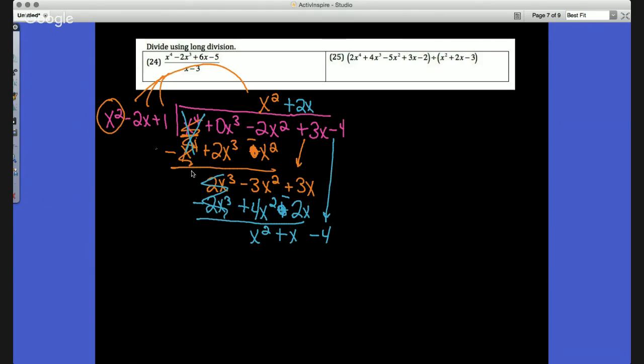Last but not least, what times x squared gets me x squared? It's plus 1. 1 times x squared, and this, again, we're just going to continue forward. This is running out of room here, but I'll put it here. So this is what we had, right? But when we distribute 1 times across, we get x squared minus 2x plus 1, okay? We change the signs, leaving us with 3x minus 5. And that right there would be our remainder, okay? So our answer should be x squared plus 2x plus 1, with a remainder of 3x minus 5.